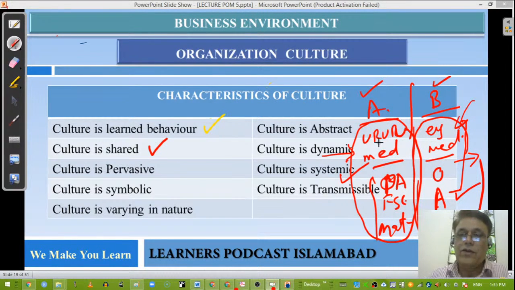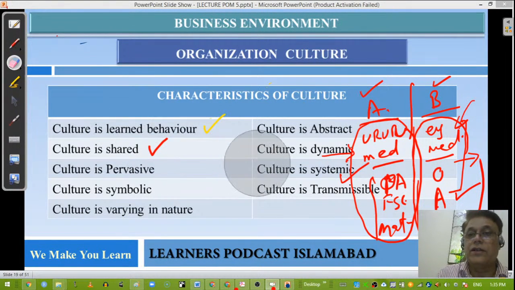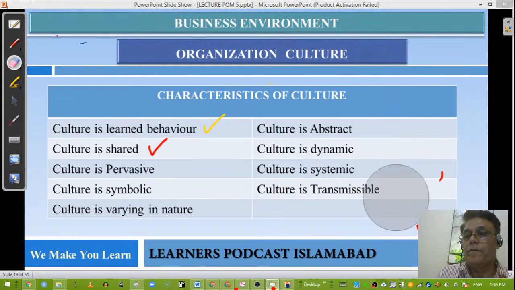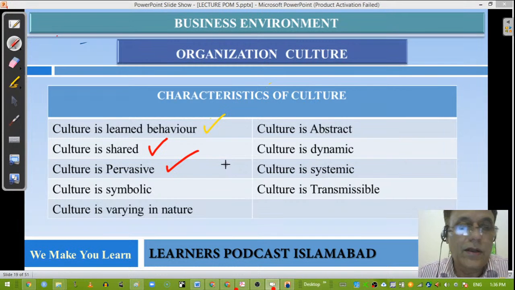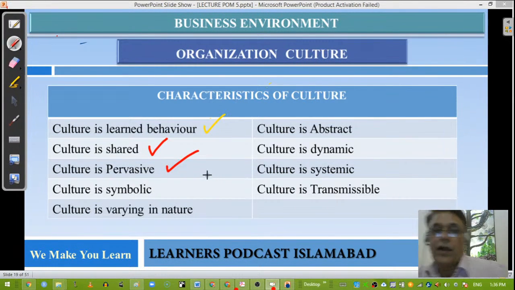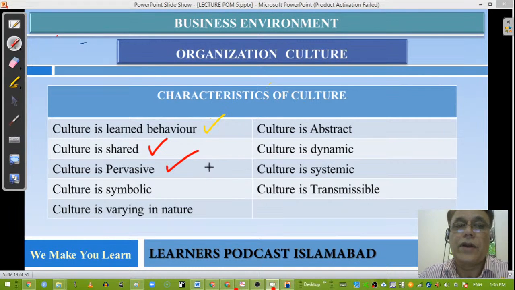So that is one of the things, but there will be the sharing, the things they will share, that will distinguish them from one culture to another culture. Next, culture is pervasive. Pervasive means it prevails throughout among all the members of the team, the society, the groups, the class, or at least the majority of the people. They are having this.